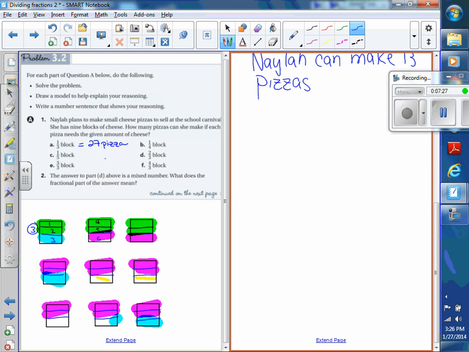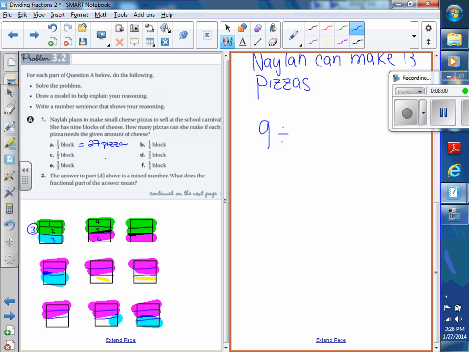F is, instead of needing 2/3 of a block, we need 4/3 of a block. So we need twice as much as before. So what did you get? I did 6. You got 6 because we needed twice as much so we can make half as many pizzas, right? Also, the way I looked at it was for every 3 blocks, it would use 2 pizzas. Good. There's an extra 1 and then.